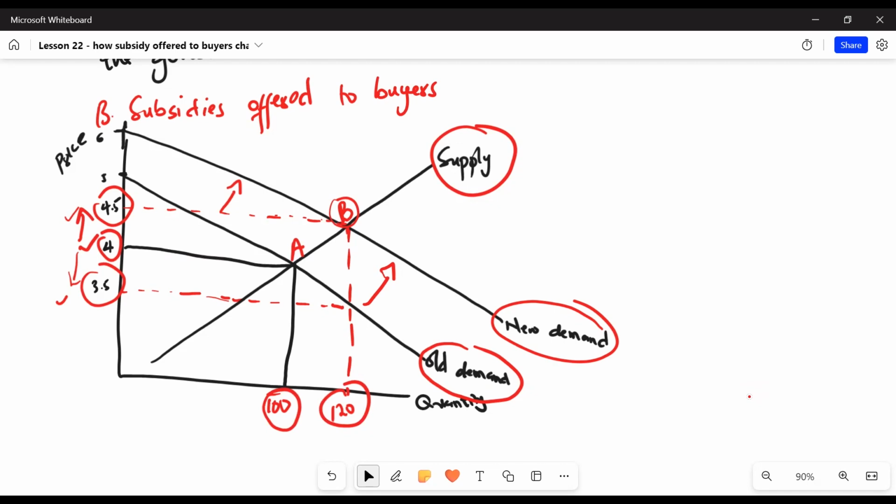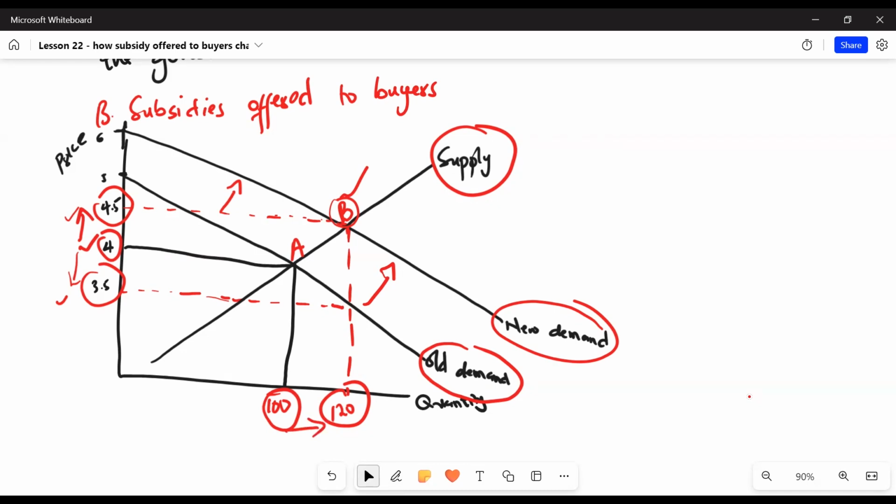At the new equilibrium point B, producers will be receiving a higher price for the good. And the law of supply also says when prices of a good increase, you have to increase the supply. So producers are also going to increase the quantity supplied of the good. So these two forces interacting is going to increase equilibrium quantity from 100 to 120.